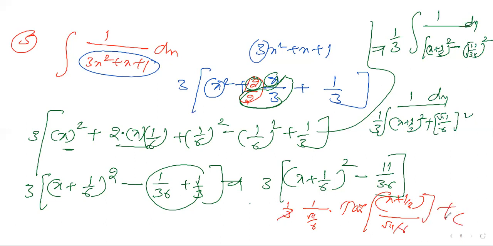If you want to simplify, this 2 will come down. 2 by 11, you'll get a final answer. The final answer is 2 by root 11 tan inverse. After you simplify the numerators, you are going to get the entire thing by root 11 plus C. This is the final answer.